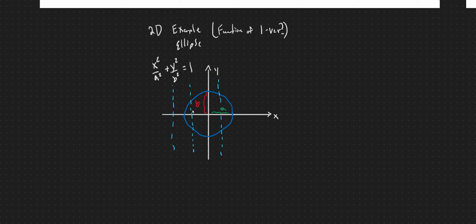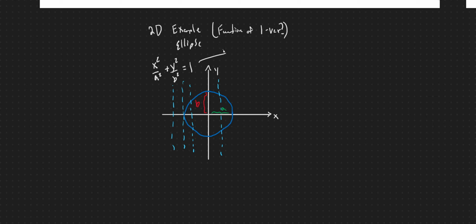So this one, the ellipse, we can see some lines here. This one intersects twice. There are some that don't intersect at all. There are some that intersect exactly once. Again, the idea is we're looking for at least one line that intersects the curve strictly more than once. And then we can say that the curve is not a function of one variable.